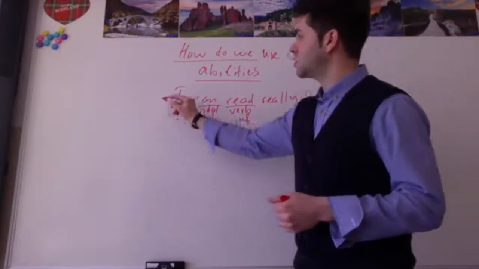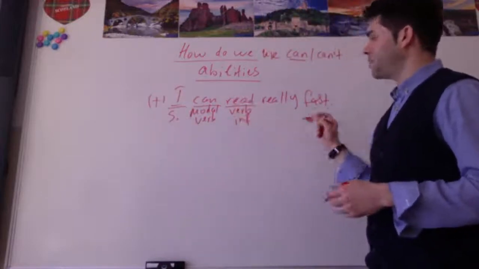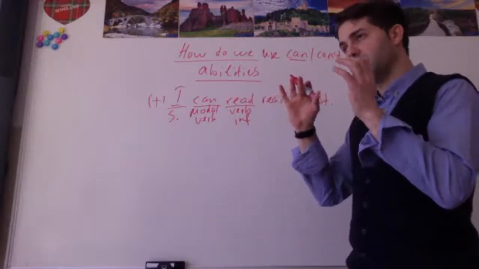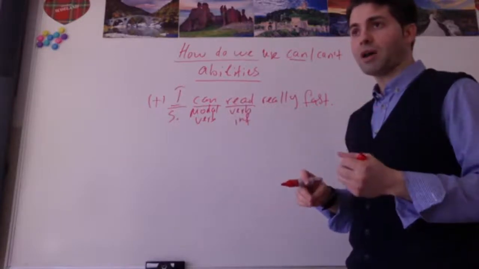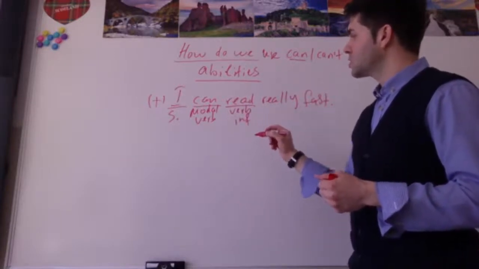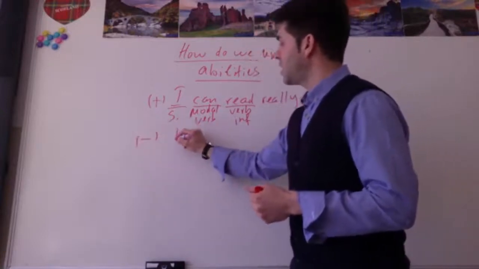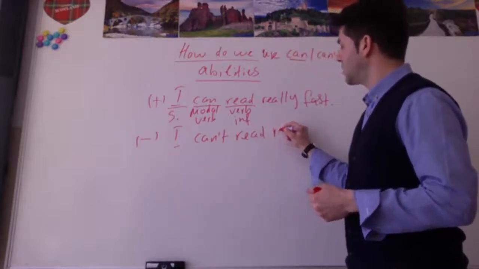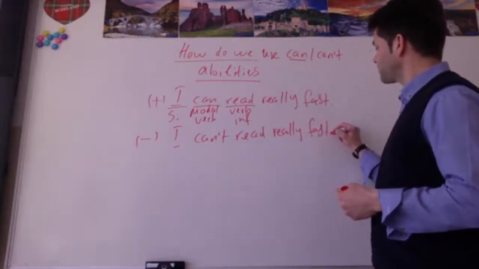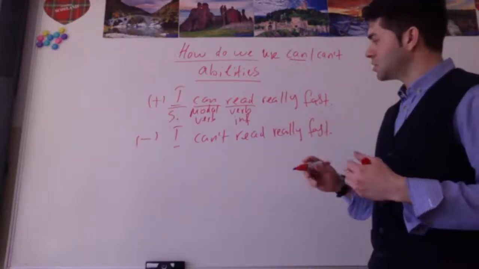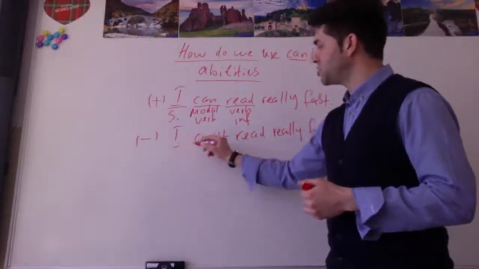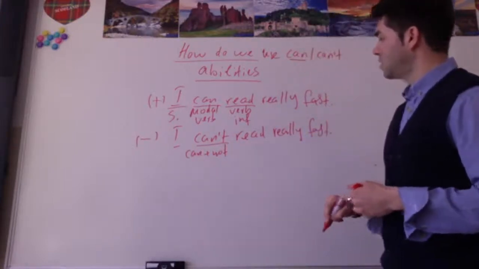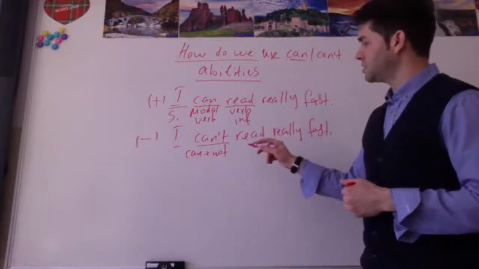Keep in mind that this was a positive sentence: I can read really fast. Can plus read, the verbs after can always go in what, guys? In infinitive form. If I have to make a negative one, I'll say I can't read really fast, which tells the opposite. Again we have the subject, then can't, which is can plus not. Everybody knows that, because of the not. And can't read really fast.